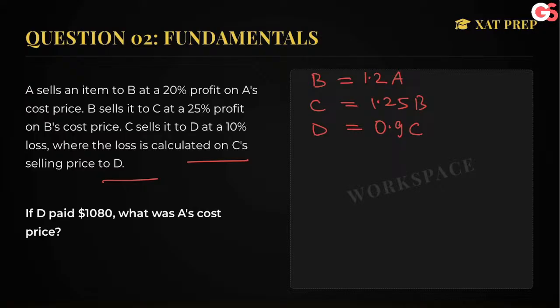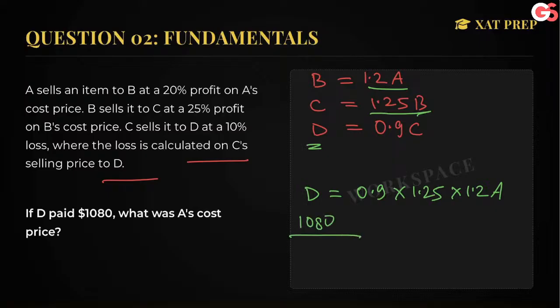Now D can be written as 0.9, and then I substitute 1.25B in place of C. 1.25B, I would really be stupid if I wrote B again. Without wasting any moment, I'll replace this B with 1.2A. That's how it goes, and D is 1080. Now we can calculate quickly: 0.9 into 1.25 into 1.2.